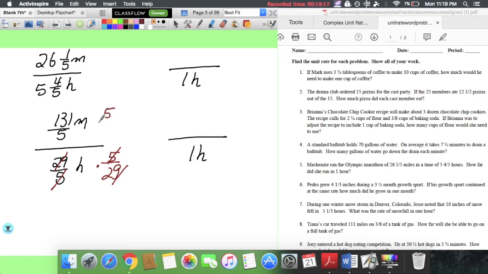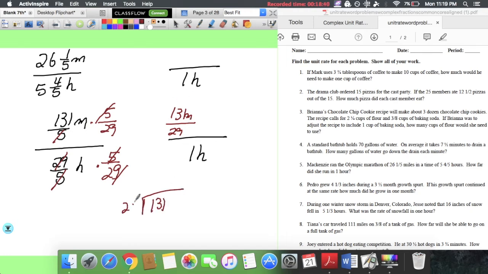On top, I'm going to multiply by 5 over 29 again. This 5 and this 5 will cross out. I'm going to have 131 miles, 131 over 29 miles in 1 hour. And that you can change to a mixed number if you so choose. And we'll do it here.